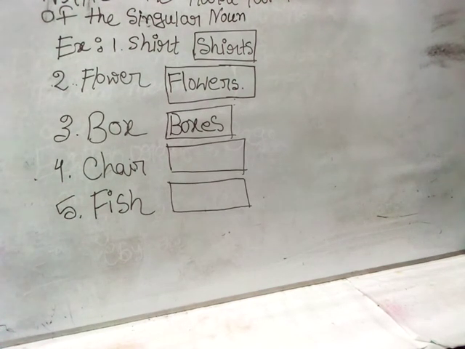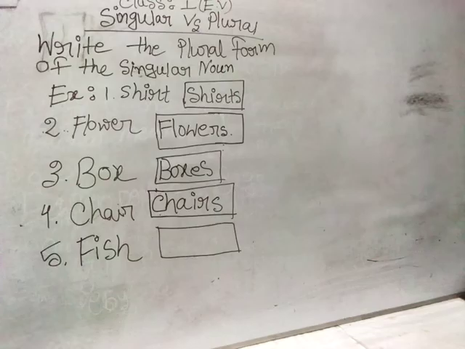Now coming to number 4, C-H-A-I-R, chair. For chair, it's very easy. We know that the plural form of chair is chairs, C-H-A-I-R-S. You just need to put a simple S here. Okay, chairs.